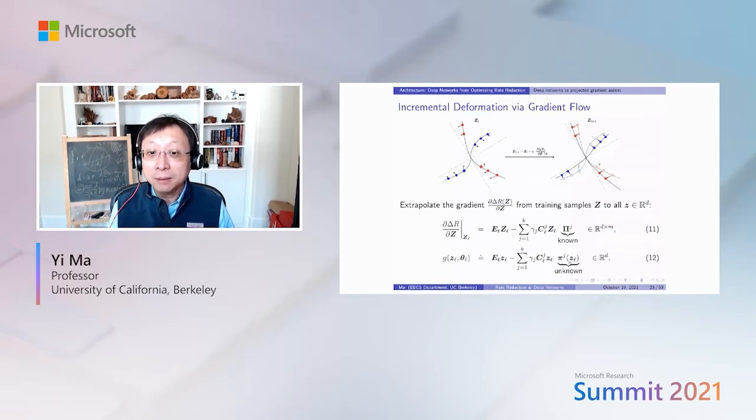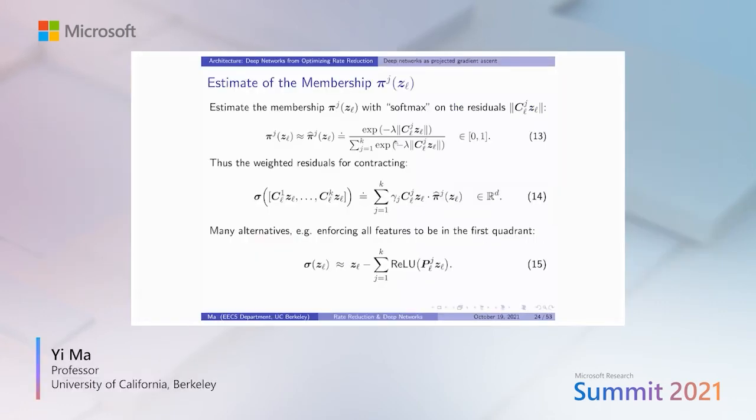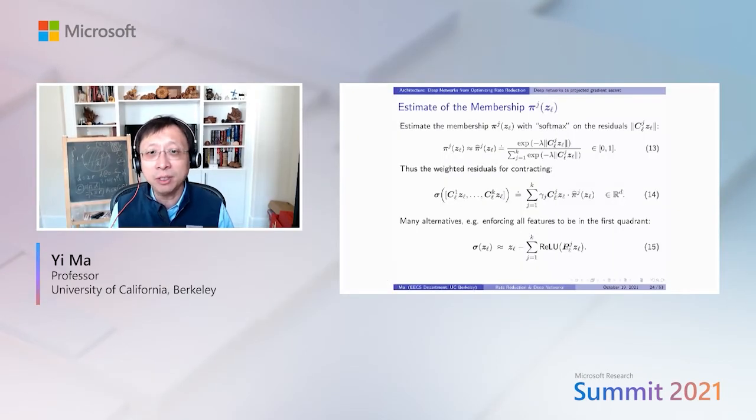Remember, this is a piecewise linear mapping, and for the pieces associated with each class, we need to know the group membership. But that is only given for the training data. What about data not in the training set? Well, very simple. We know CZ is the residual to each class. Hence, this already allows us to build a classifier. I mean, use a softmax, whatever your favorite choice.